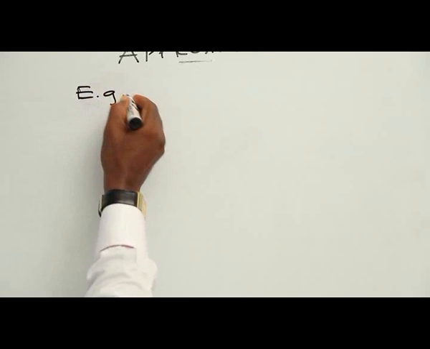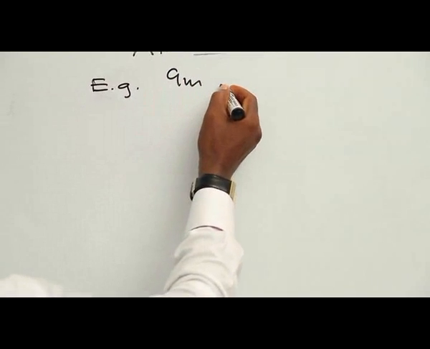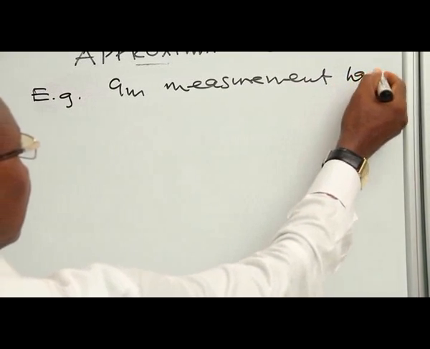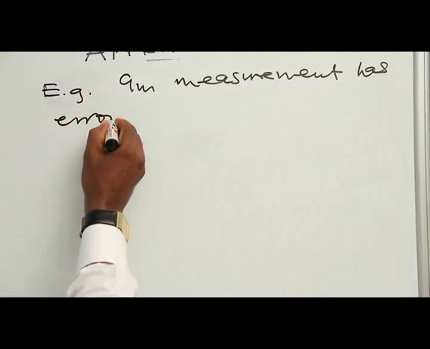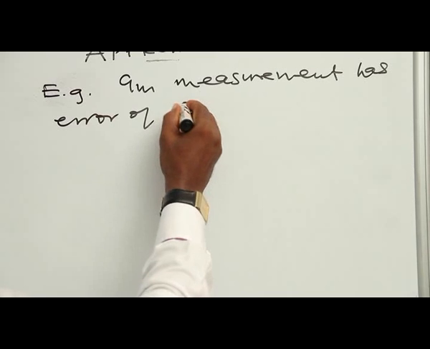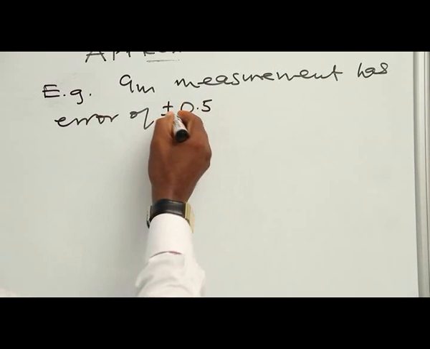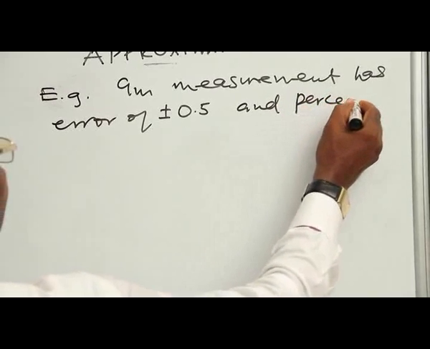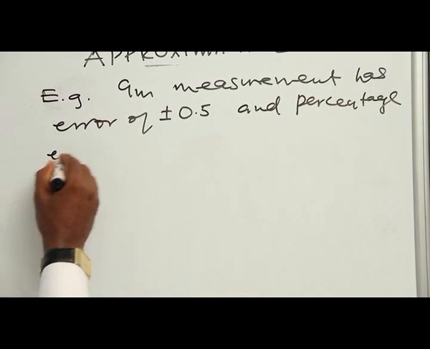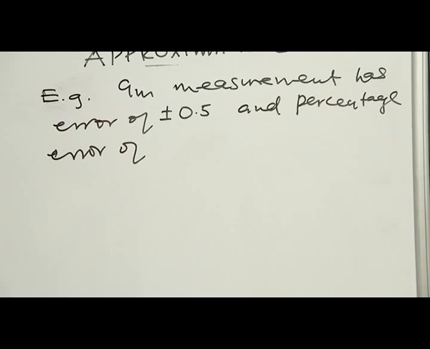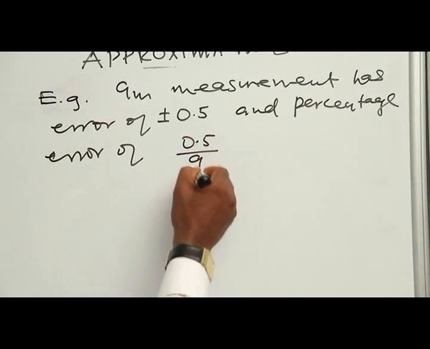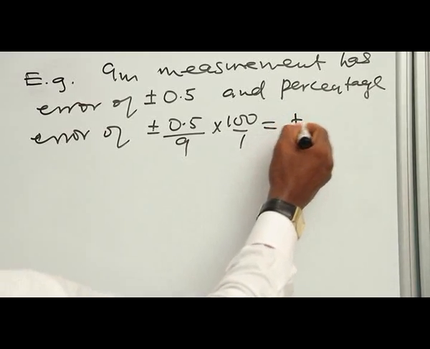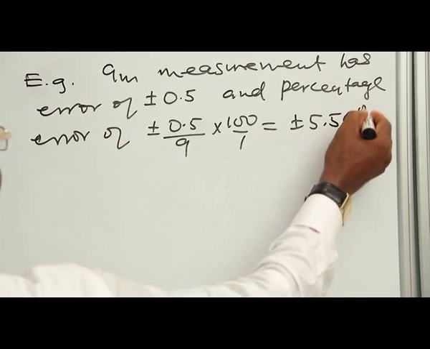For example, a 9-meter measurement has an error of 0.5 plus or minus, and the percentage error is 0.5 all over 9 times 100 over 1, and that will give you plus or minus 5.56%.